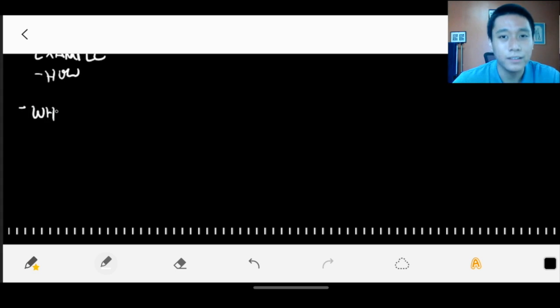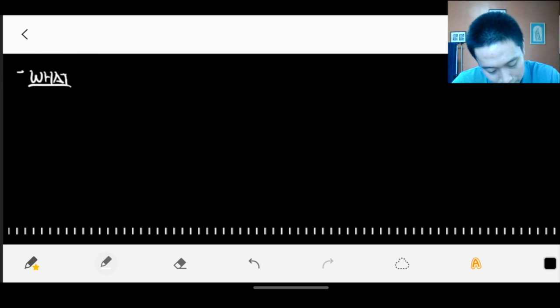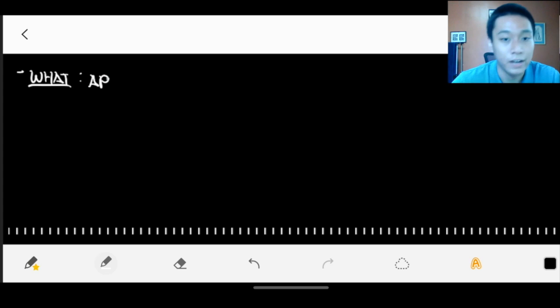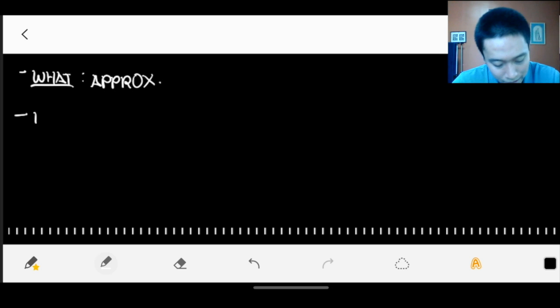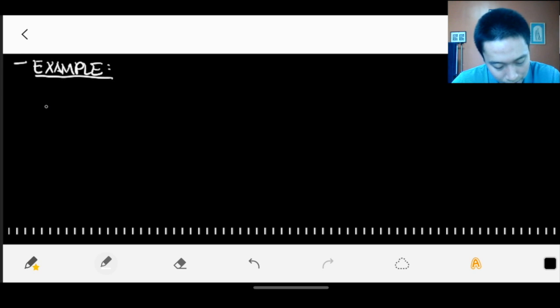So Riemann sum is a form of approximation of an area, and this area is not of regular shape. So what do I mean by that? To further help you visualize how Riemann sum works or what it is, we'll go with an example. So here we have a function.